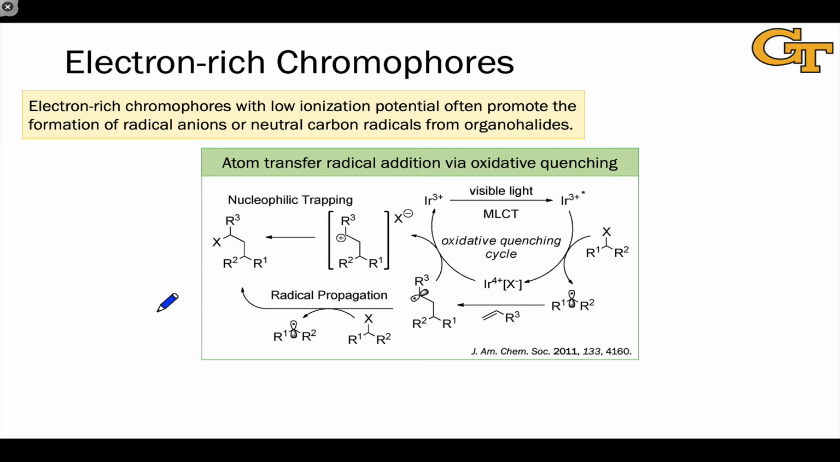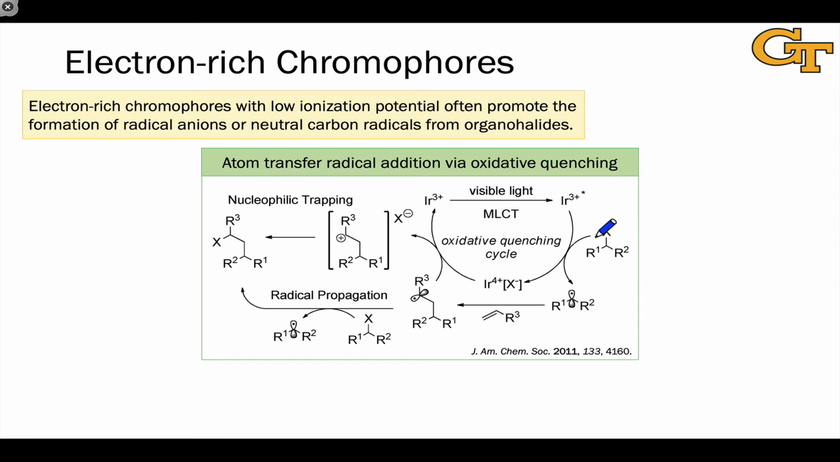And again, this concept is very important in literature applications of excited states in chemical reactions. So one example concerns this atom transfer radical addition, or ATRA, process involving oxidative quenching. Here, visible light excites this iridium 3+ complex to an excited state.